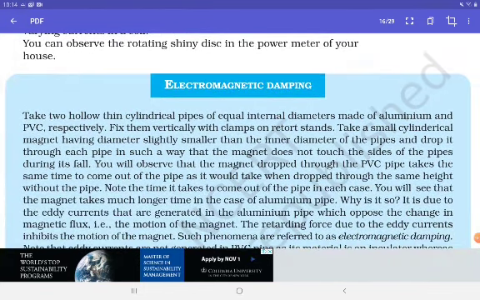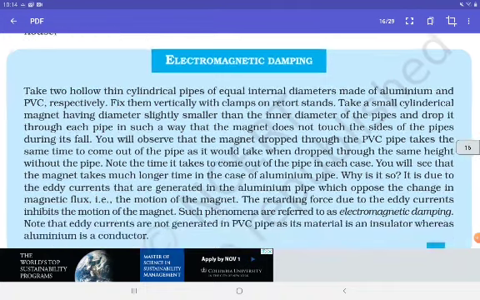This is about electromagnetic damping. Take two hollow, thin cylindrical pipes of equal internal diameter made of aluminum and PVC respectively. Fix them vertically with clamps on a retort stand. Take a small cylindrical magnet having a diameter slightly smaller than the inner diameter of the pipes and drop it through each pipe in such a way that the magnet does not touch the sides of the pipes during its fall.